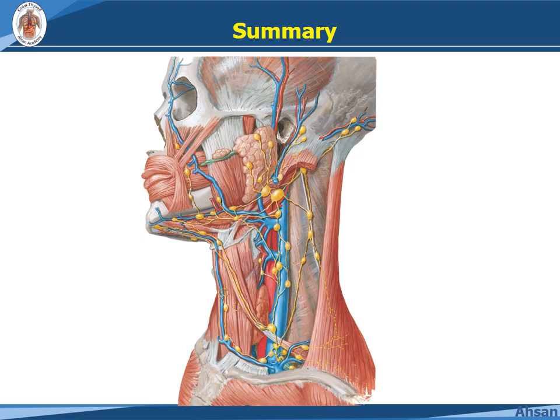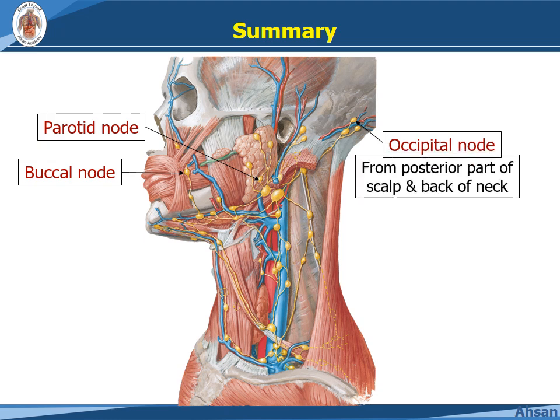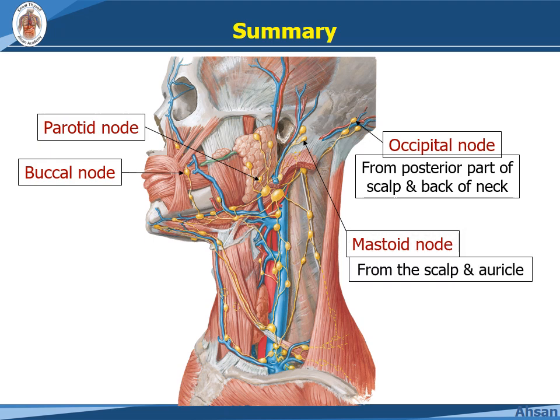The previously shown figure is enlarged here. You can identify each group of lymph nodes on this figure. These two groups, the parotid group and buccal group, are described with the lymphatics present in the face. Now, the junction between the head and neck has four groups of lymph nodes. This is the occipital group of lymph nodes that carries lymph from the posterior part of the scalp and back of the head. This is the mastoid group of lymph nodes. This carries lymph from the scalp as well as the auricles.